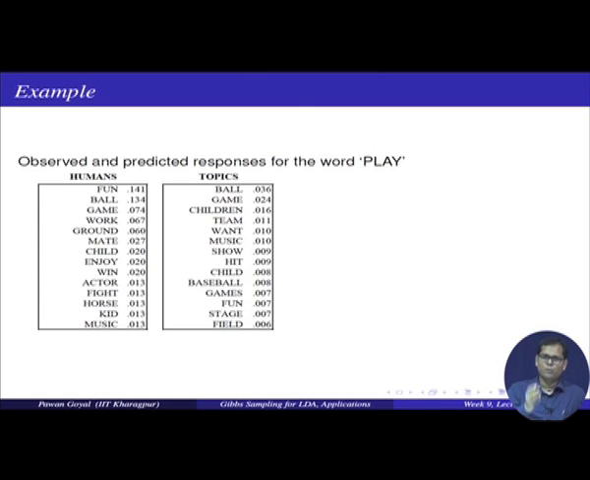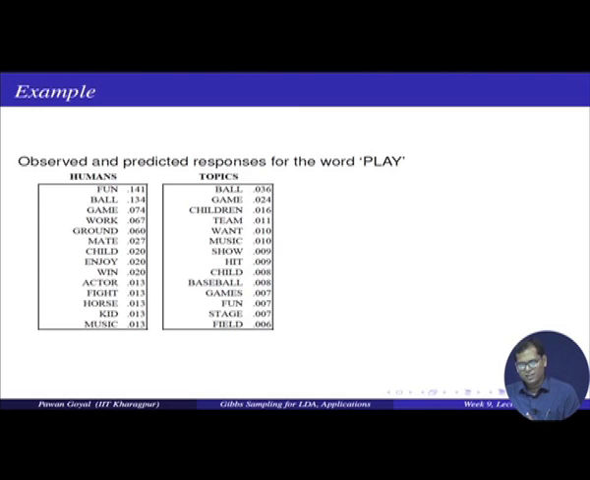Then you ask some humans: when you hear the word play, what words come into your mind? Words like fun, ball, game, work, round, maid, child, etc. come to their mind. Then you try to see whether these two lists are similar, and you find that many words are similar, like ball and game. They come on top even in the topic model. So this is an interesting way of evaluating whether your model is doing well at capturing word similarity.